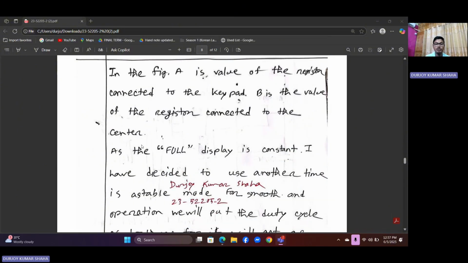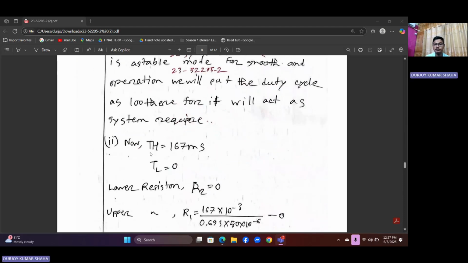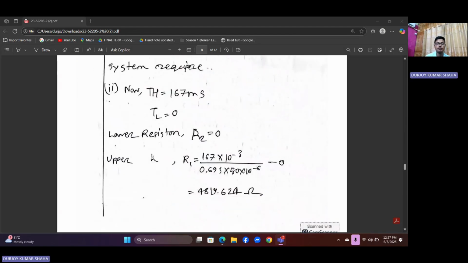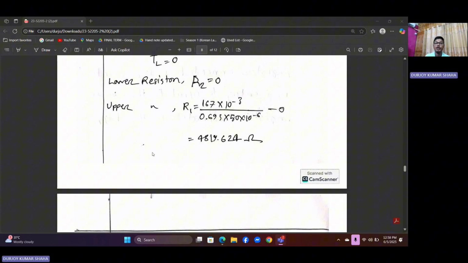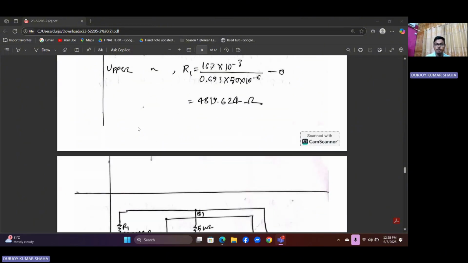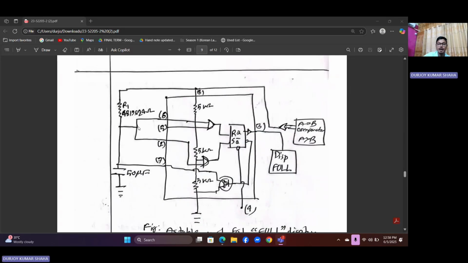In this part of the design, we have considered that the high time TH is 167 milliseconds and the low time TL is 0. Because of this, the lower resistor R2 becomes 0 and the upper resistor R1 is calculated using the formula, which is 167 into 10 inverse 3 divided by 0.693. By substituting the value, we have got 4819.624 ohm.